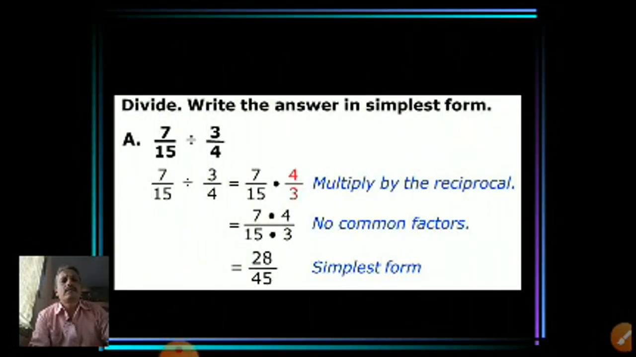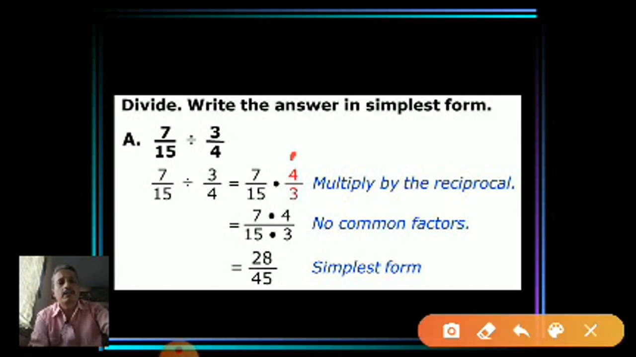Now let's see. Divide the number 7 upon 15 by 3 upon 4. As we know, we multiply the second number by its reciprocal. The reciprocal of 3 upon 4 is 4 upon 3. So here I have written it in red color. This is the reciprocal of 3 upon 4. Now, as we know the multiplication of rational numbers, numerator with numerator, denominator with denominator. And last, 7 fours are 28 and 15 threes are 45.